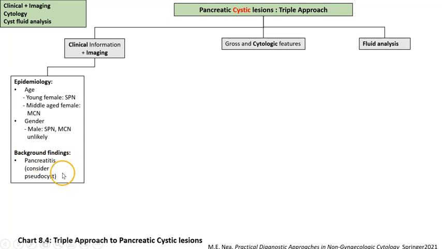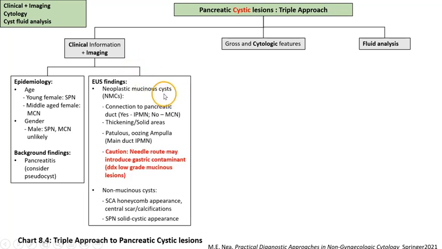Now, the background history is also important. For example, in a patient with a history of pancreatitis, pseudocyst would definitely be a consideration. In terms of imaging, here I'm going to focus mostly on the EUS findings. So if we are looking at neoplastic mucinous cysts, then a very important feature is to see whether the cystic lesion is connected to the pancreatic duct or the pancreatic ductal system. If it is connected, then it is likely to be an IPMN.